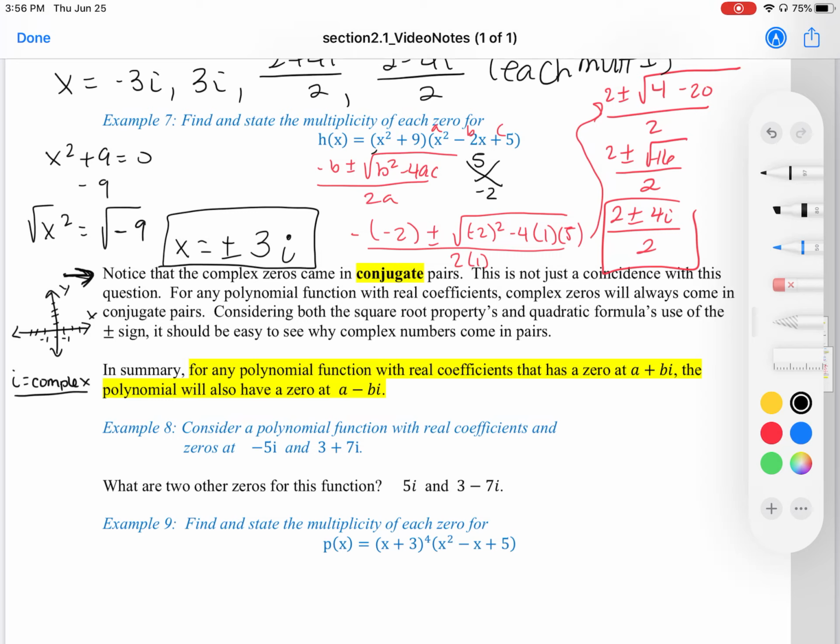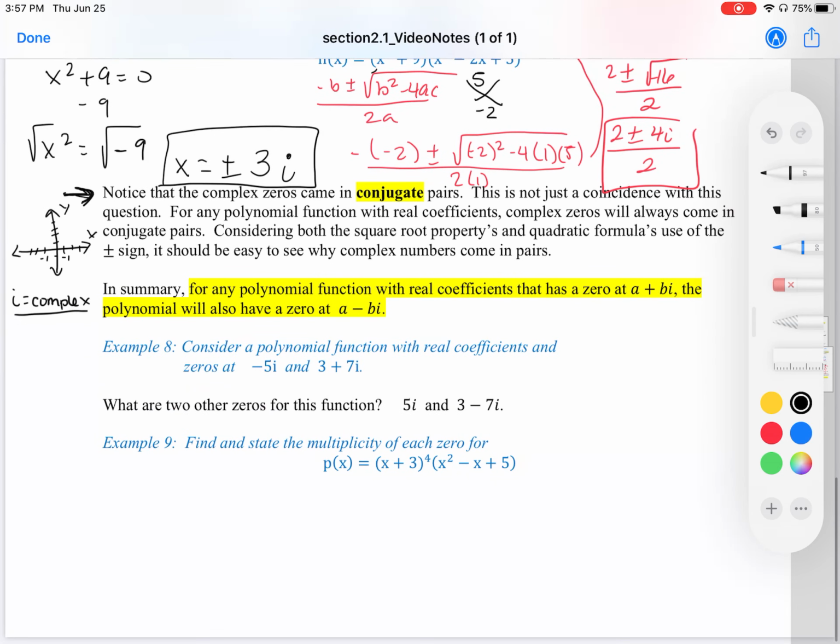Let's continue reading. Notice that the complex zeros came in conjugate pairs. This is not just a coincidence. For many polynomial functions with real coefficients, the complex zeros will always come in conjugate pairs. Considering both the square root property and the quadratic formula's use of the plus or minus sign, it should be easy to see why complex numbers come in pairs. In summary, for any polynomial function with real coefficients that has a zero of a plus bi, the polynomial will also have a zero of a minus bi.